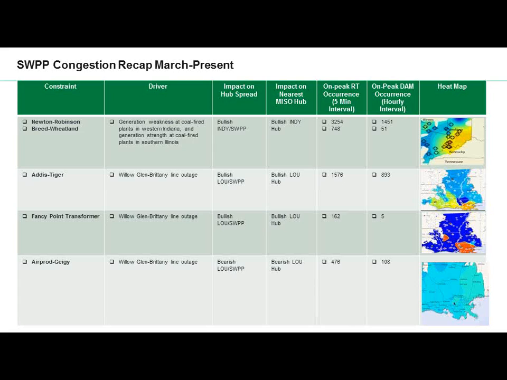And here we also included a heat map of one Newton to Robinson, Brick to Wheelan hit. Second, the Addis to Tiger. In terms of location, it's in the southern part of Louisiana. We see it most often when there's a line outage at Willow Glen to Brittany. It's bullish to the Louisiana and SPP spread.